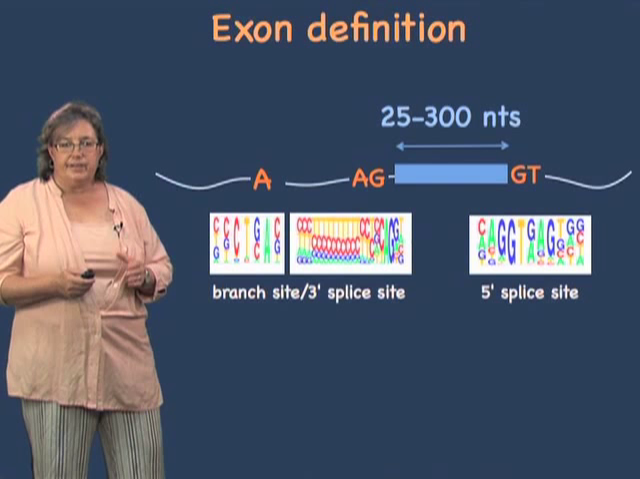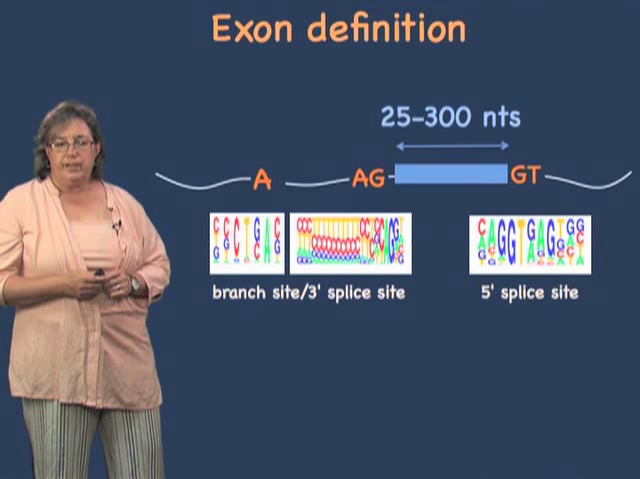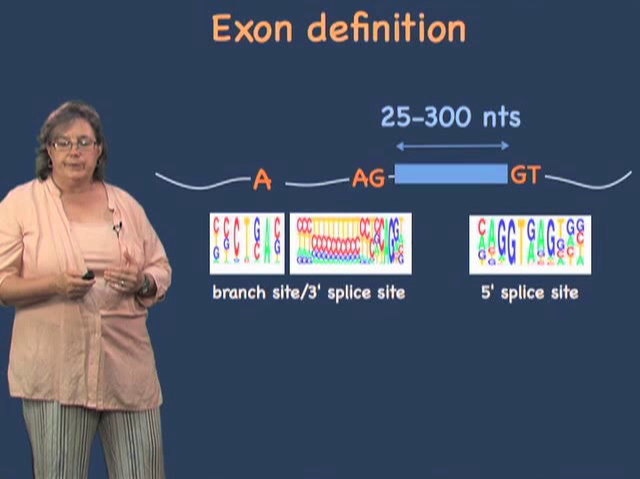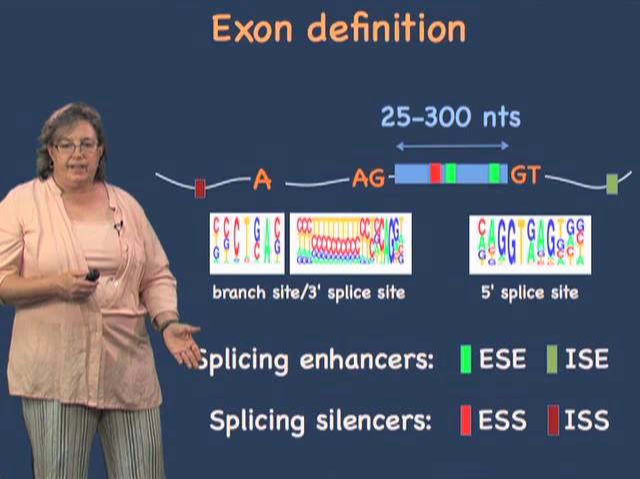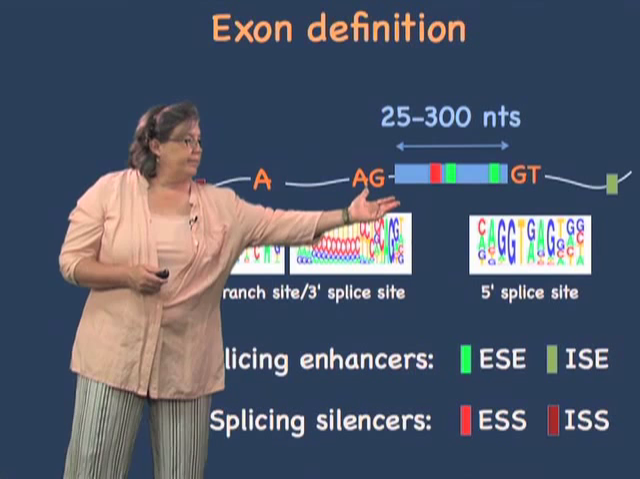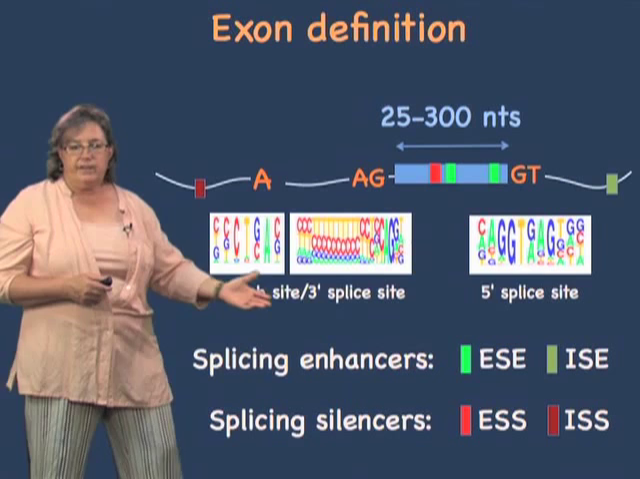But even with that distance information between a 3' splice site and a downstream 5' splice site, that's still not enough information to uniquely identify an exon. And it's also not enough information to allow for alternative splicing of that exon. So in addition to the consensus sequences, there are also other sequences called exonic splicing enhancers or splicing silencers. These enhancers or silencers can be either in the exon, or they can be in introns. And if they're in introns, they're called intronic splicing enhancers or intronic splicing silencers. So that would be the ESE, ISE, ESS, and ISS sequences.